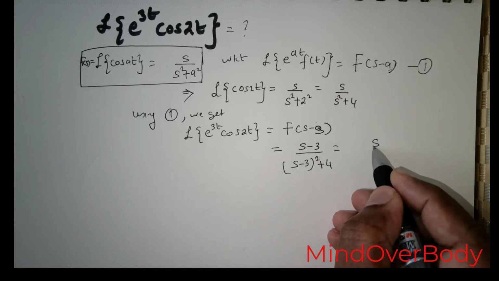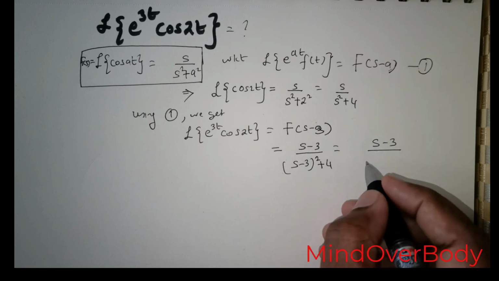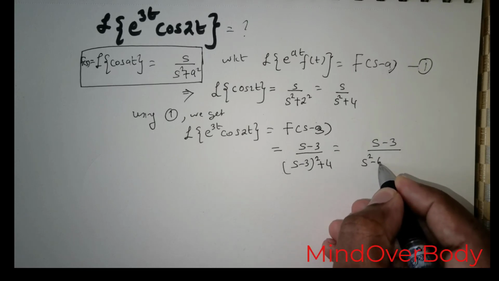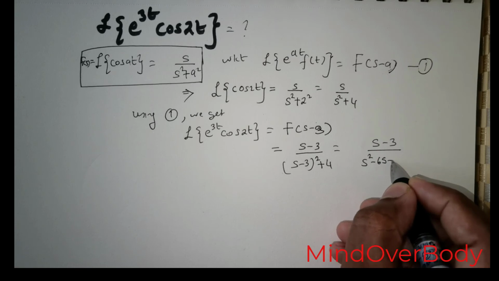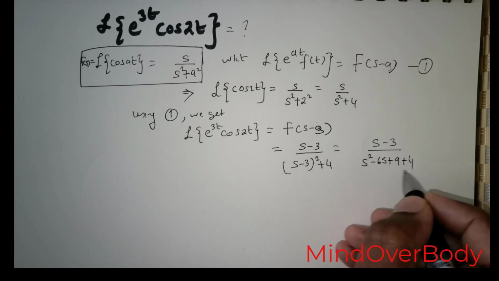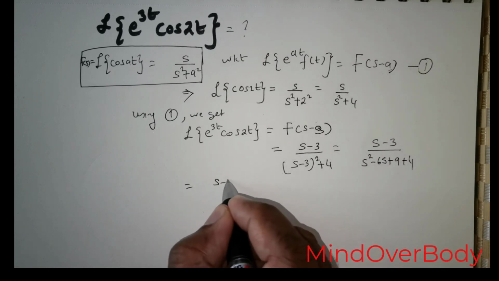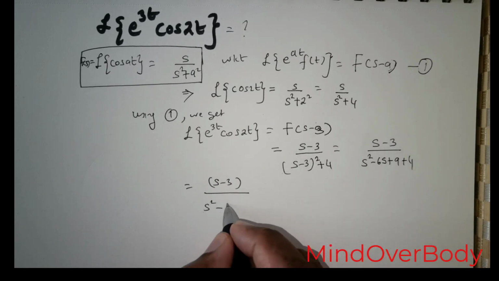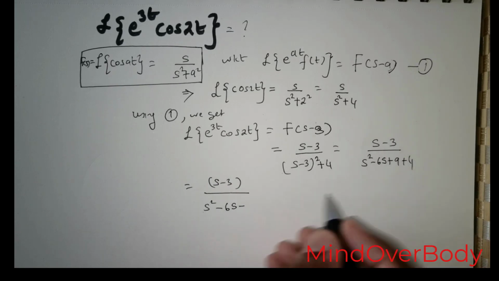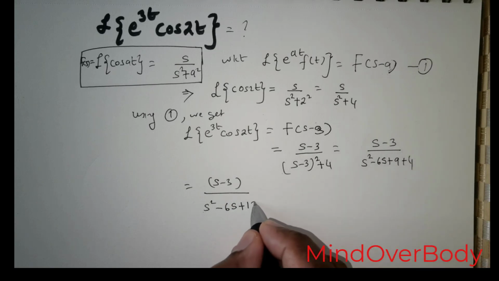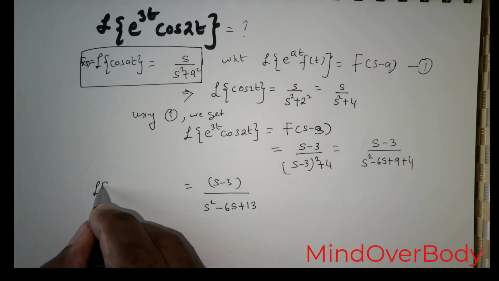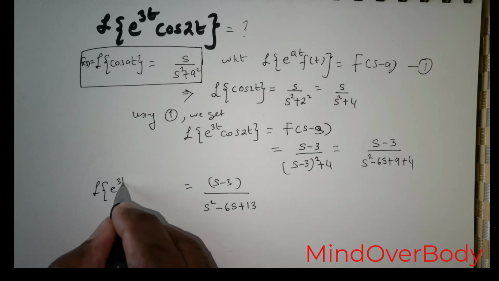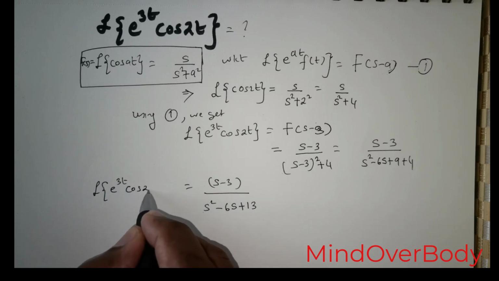So this is going to be s minus 3 divided by, expand this, s squared minus 6 times s plus 9 plus 4, which is equal to s minus 3 divided by s squared minus 6s, 9 added with 4 will give me 13. So this is going to be my Laplace transform of e raised to the power 3t times cos 2t.